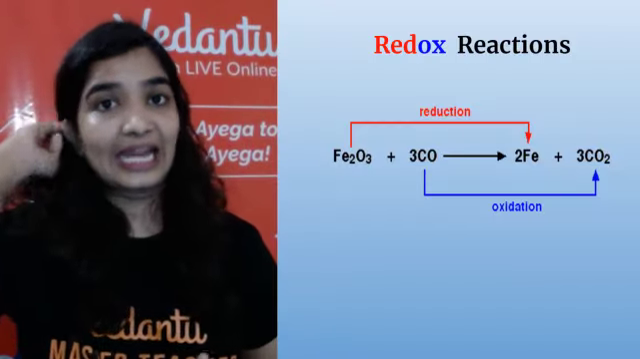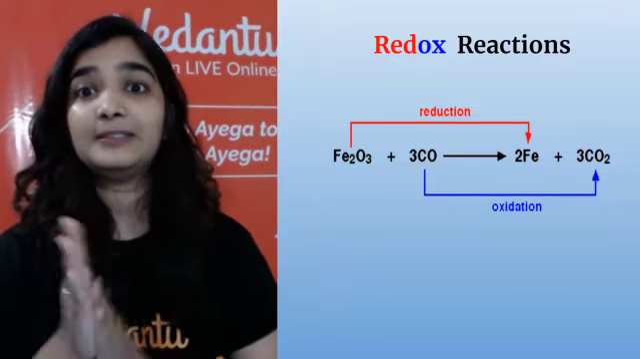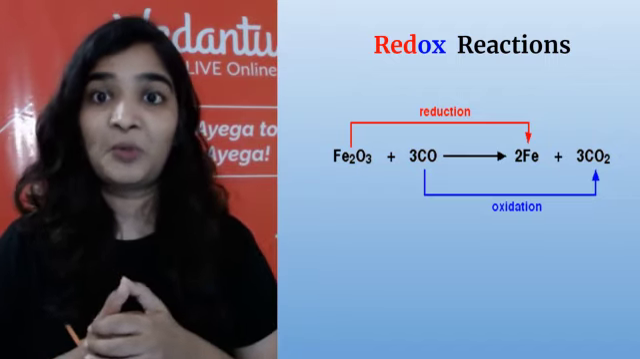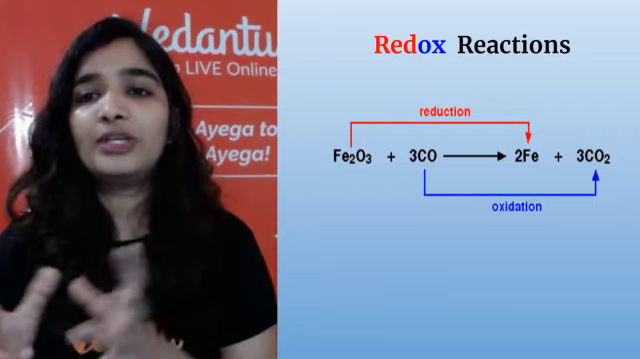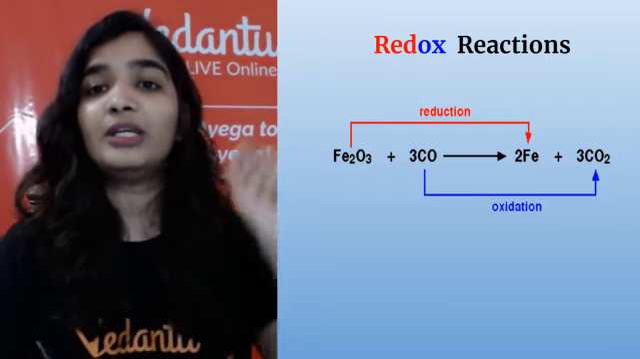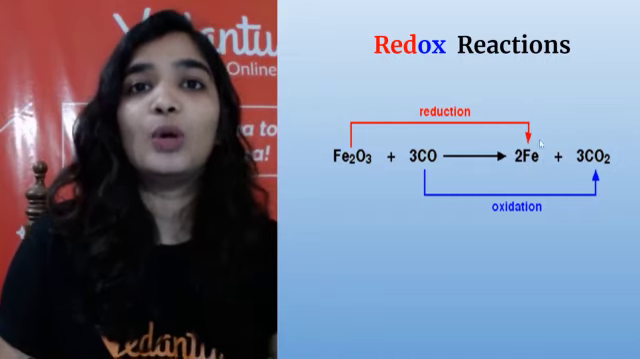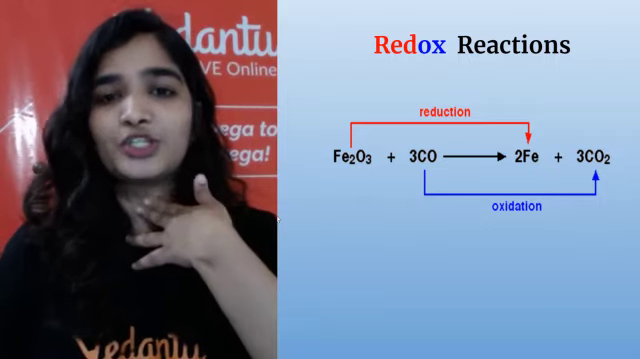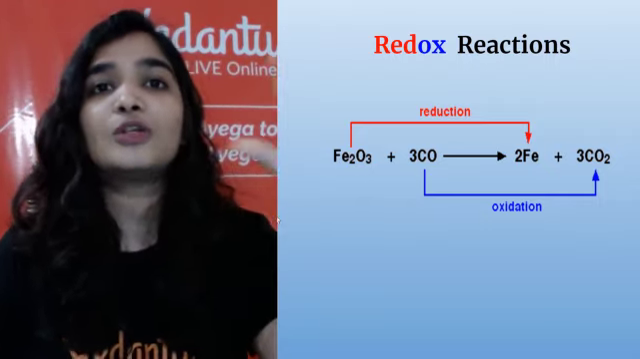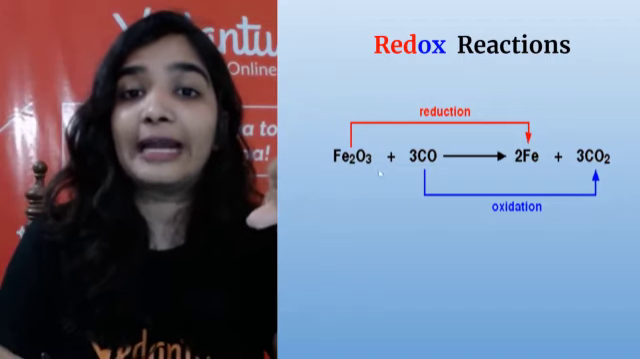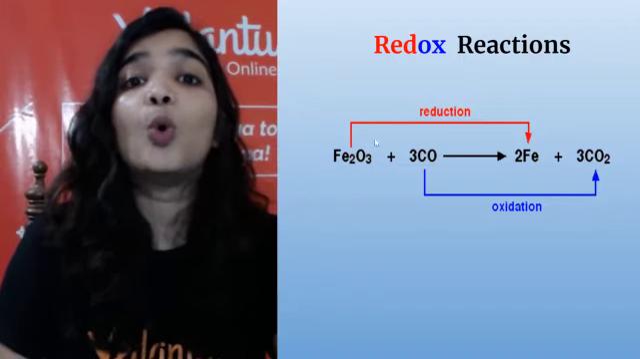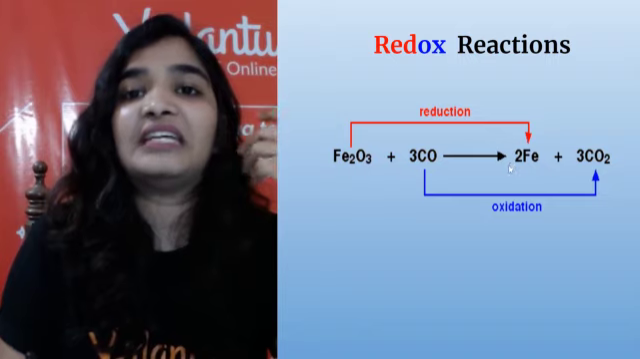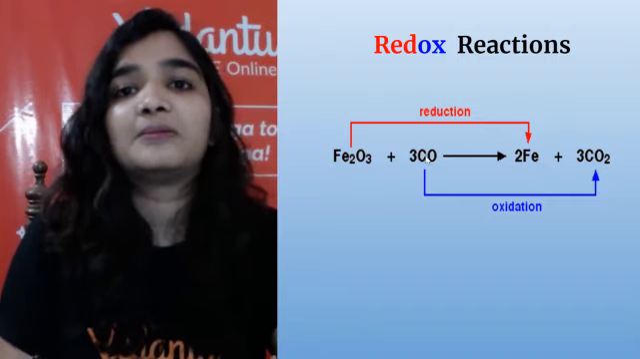Similarly, we have this reaction called redox reaction. Here, reduction and oxidation take place simultaneously. If you look at the reaction, Fe2O3 is getting reduced to iron. So what is reduction? Reduction can be defined in this equation as loss of oxygen. In the reactant you have Fe2O3, so oxygen is there with iron, but in the product oxygen has left iron and gone with carbon monoxide.